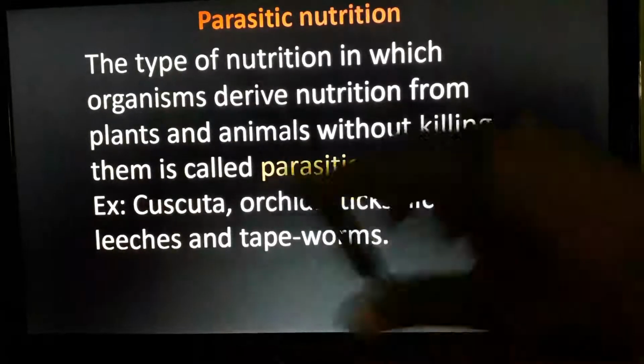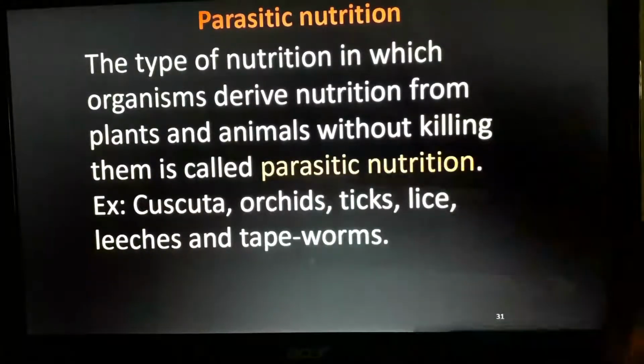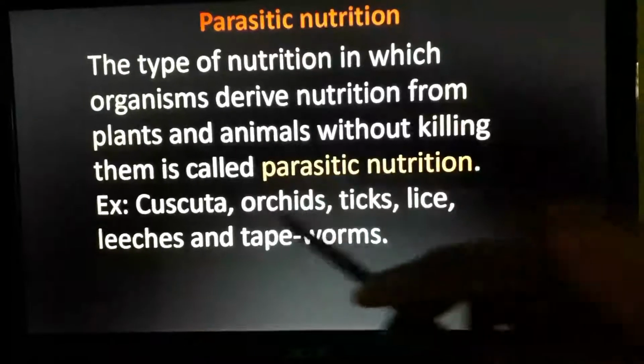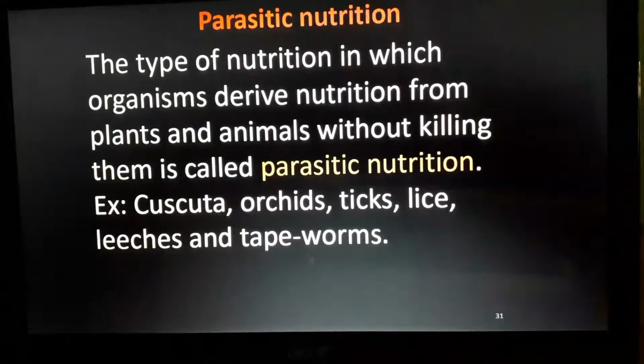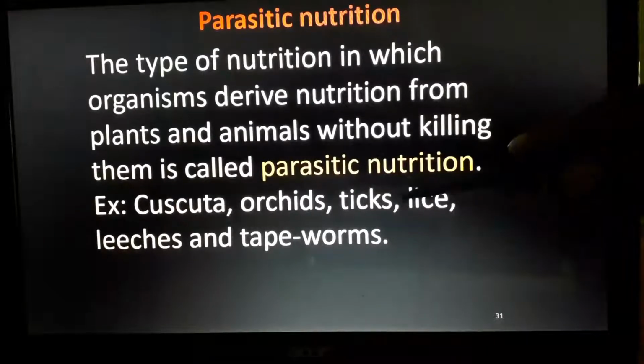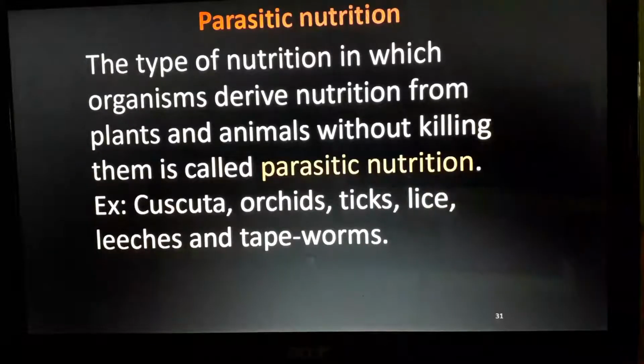Cuscuta is a plant which lives in another plant. Loranthus is also another example. Some kinds of orchid plants are also like that. Okay, that means they live in other organisms. They live on other organisms. Have you seen these lice and ticks which are in the dog's body? A small insect which sucks the blood from the dog's body and lives in it. They are called parasites. Understand? They derive nutrition from plants and animals without killing them.